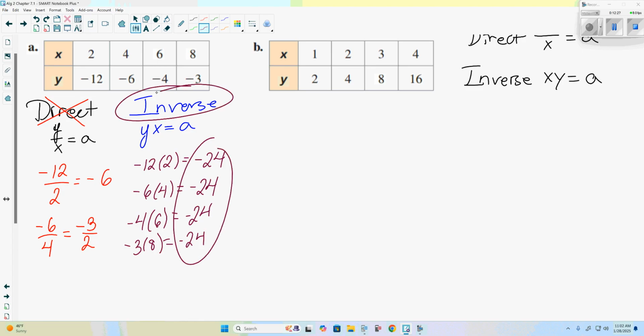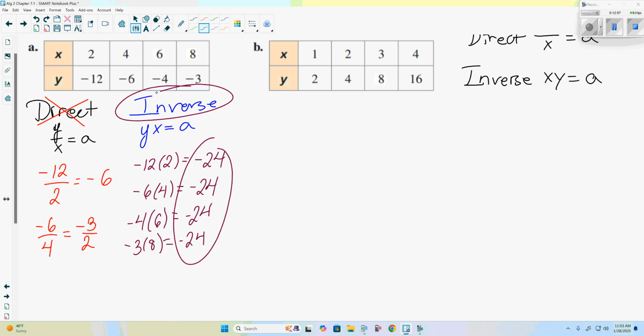So this would be inverse because that x and y are relating to each other with the same proportions every single time, no matter which x and y we pick. Since it has that constant a, the a in this case is negative 24, we do have an inverse variation. Does that make sense? Questions on this here?